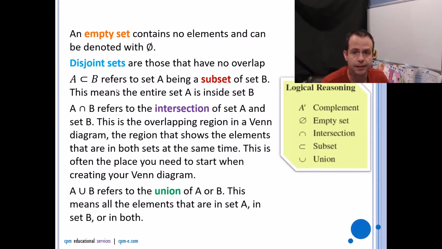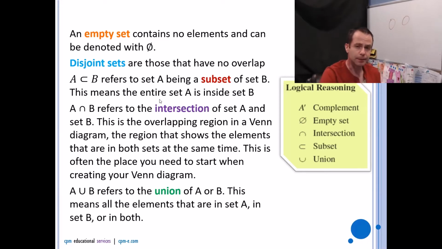Disjoint sets. Disjoint sets are those that have no overlap, okay? So there's nothing in common between the two sets. So for those of you who are comfortable with Venn diagrams, you'd end up with a set that's like this and a set that's like that. Those are disjoint sets. There's no overlapping region in them, okay?